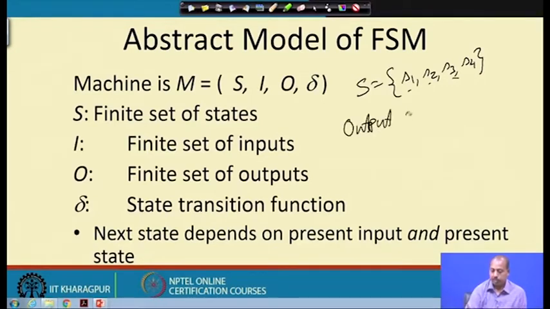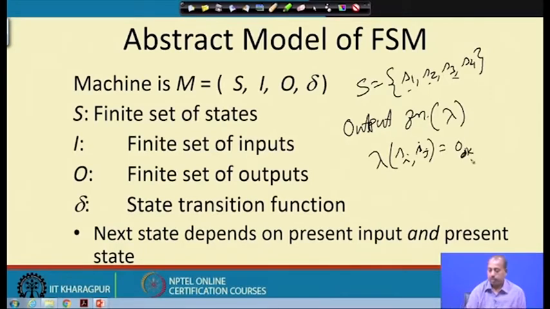So, the output function is often represented by lambda. This lambda tells us, over any state, say S i, and some input combination, say I j, what is the output value, for all the outputs. So it will tell me what is the value of the output. We will come to this slowly as we proceed.